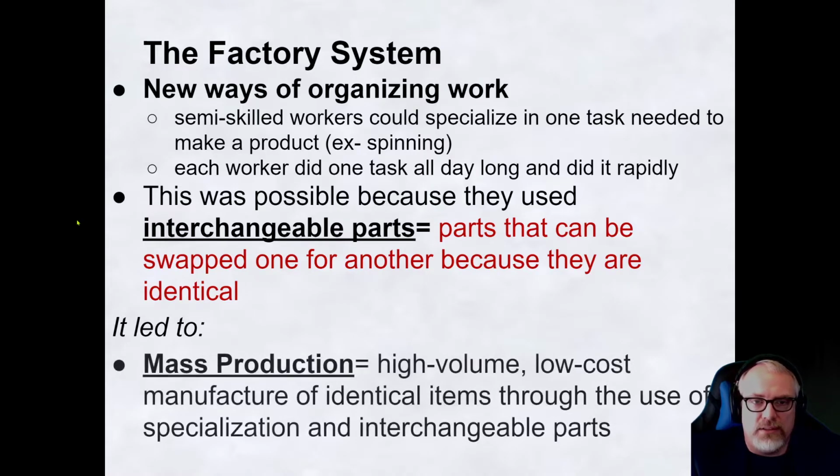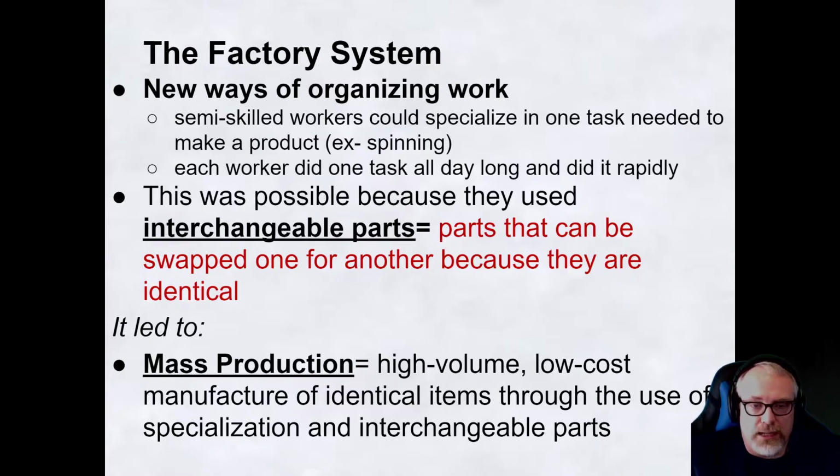So you had semi-skilled workers that could specialize into just doing one task that needed to be done to make the product. So you could be a spinner, you could be a dyer, depends. So each worker did one task, and they did that same task all day long. And then because you were specialized, you could do it more quickly. And this was possible because they used what are called interchangeable parts. And these are parts that can be swapped out because they're identical.